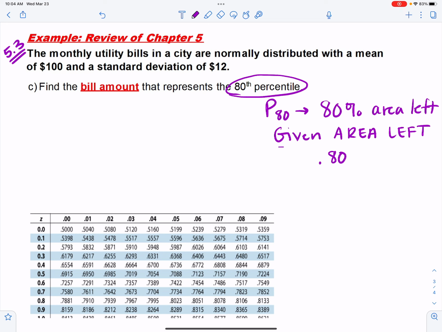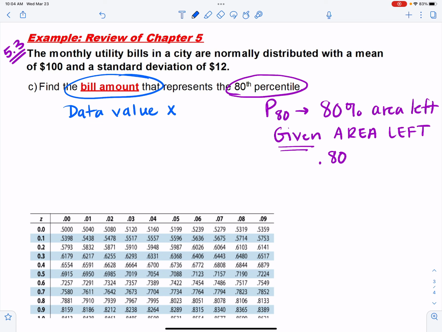All right, the second thing to note here, what lets me know that this is going to be different, is I'm not asked to find a probability. I'm not asked to find an area. I'm asked to find a bill amount. This means I'm looking for a data value, which is a value of X. So it's exactly the opposite of what we've been doing.